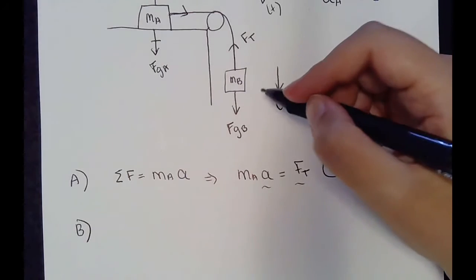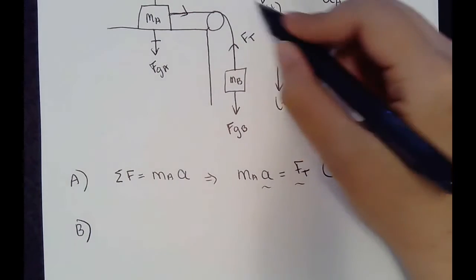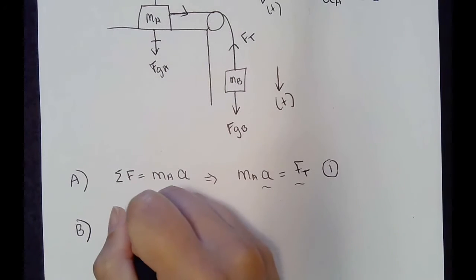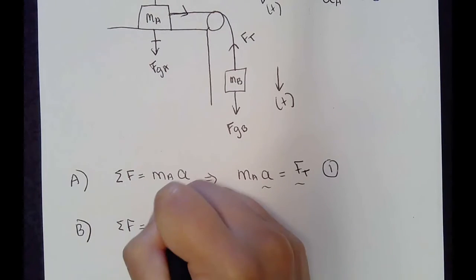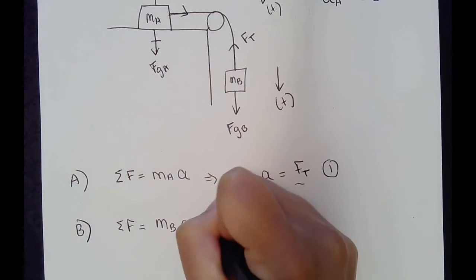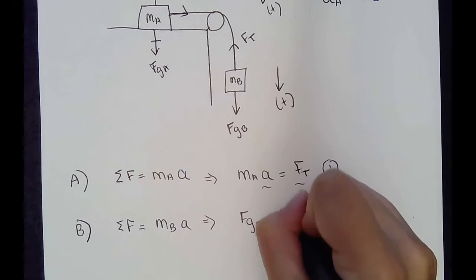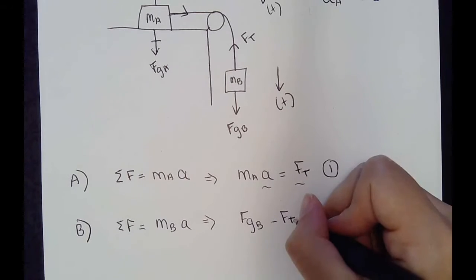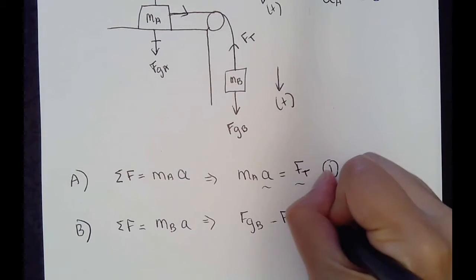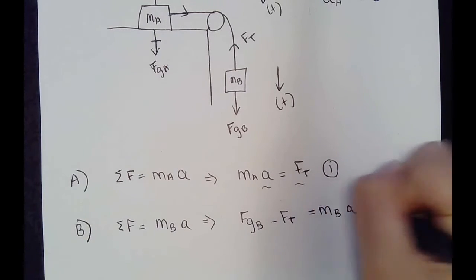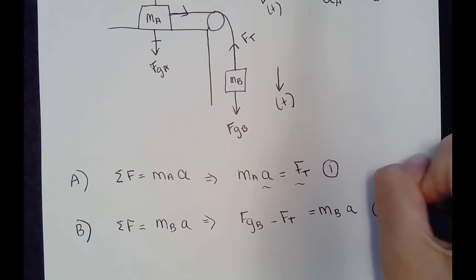Okay, then looking at mass B, positive is down since that's the way it's going to accelerate. So the sum of all the forces here will be mB times a, which gives me FGB minus Ft, which is up in the negative direction in this case, equals mB times a, and that's equation 2.